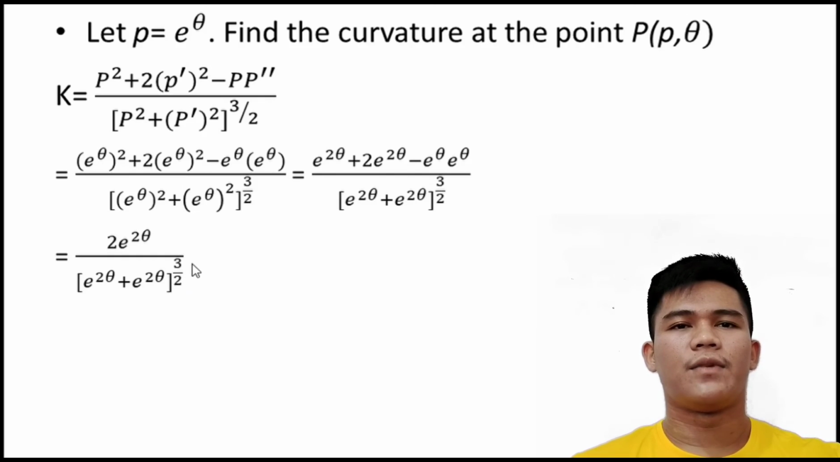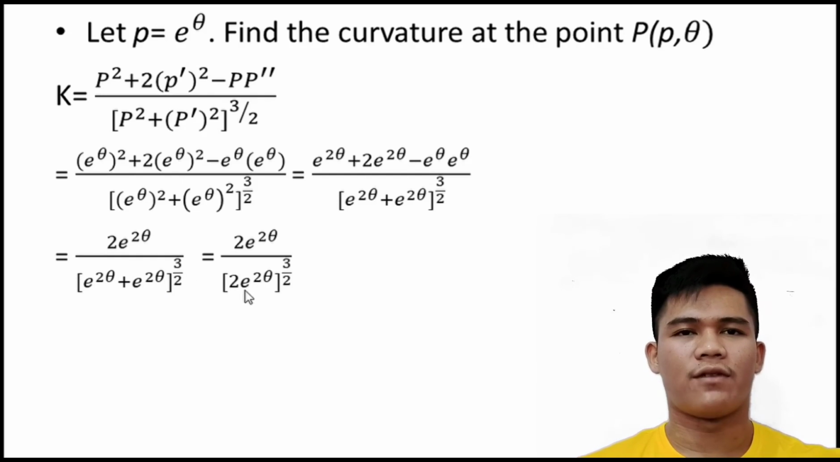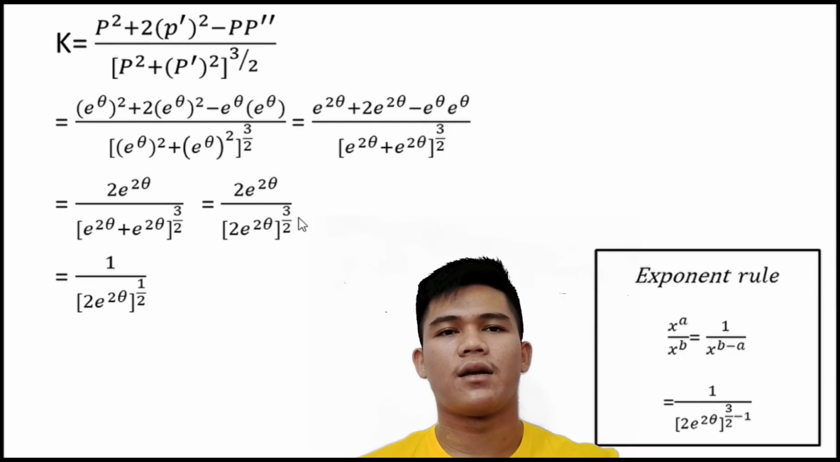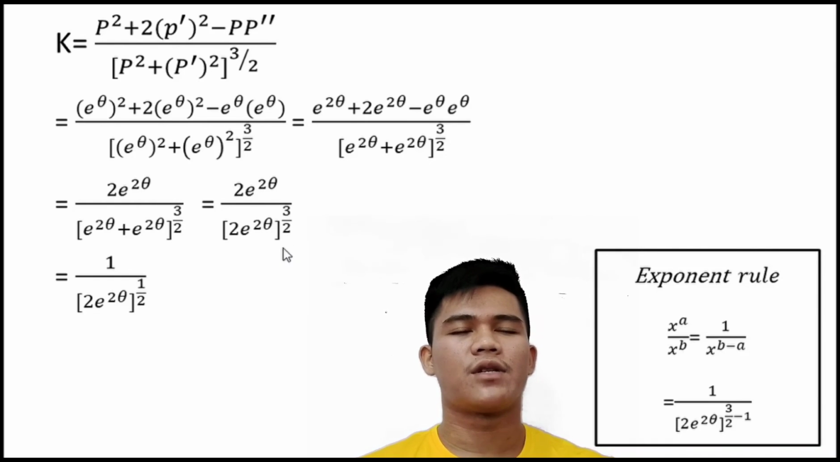And it is equal to 2 e to the power of 2 theta over, so this is e to the power of 2 theta plus e to the power of 2 theta is 2 times e to the power of 2 theta to the power of 3 over 2. So we apply the exponent rule. In this term we apply the exponent rule. So the exponent rule, we have x to the power of a over x to the power of b is equal to 1 over x to the power of b minus a.